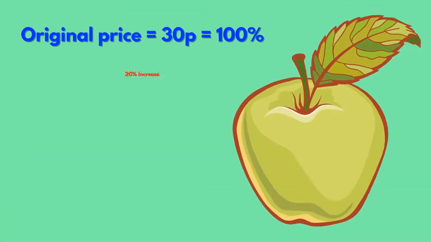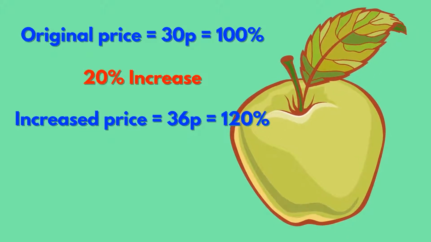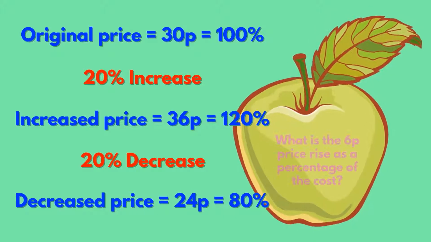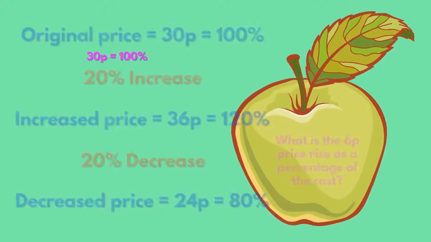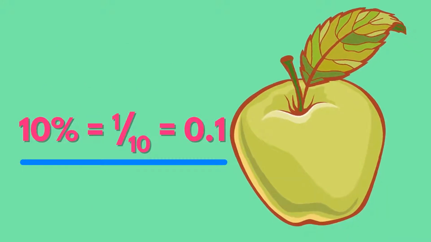If the price of an apple goes up by 20%, it will now cost 120% of its original value. If it went down by 20%, it would cost 80% of its original value. We can calculate these changes in a few simple steps. We can use any of these forms to arrive at our answer.